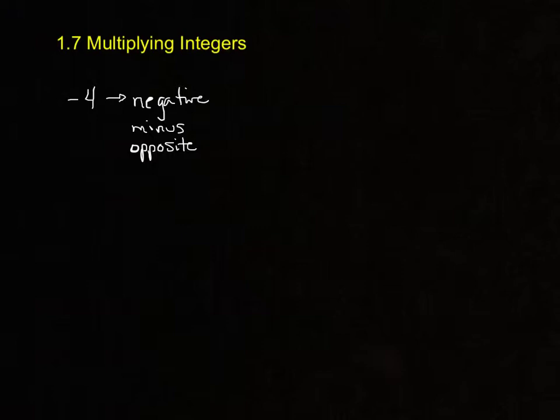In this case, if I were to ask you the opposite of 5, all that would mean is put a negative sign in front of it. It's going to be on the opposite side of the 0. So here we have negative 5. Over here we have 5, positive 5. So opposite is really important as we're starting to understand multiplying.